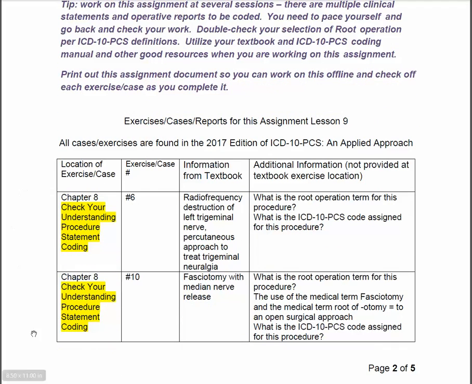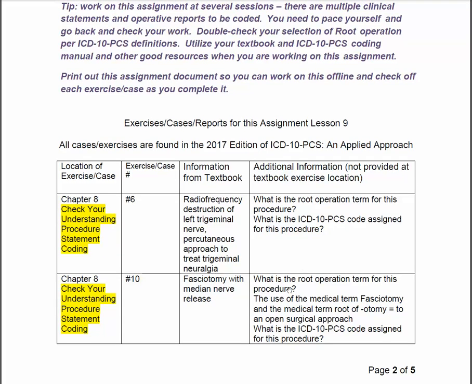So again, this is the assignment for lesson 9, but the first chapter we're looking at is chapter 8. Again, we're looking at procedure coding statements. That happens to be right after the section that has the 3 multiple choice questions. You're looking at the first, number 6. The full documentation in the textbook is also replicated here on the assignment document. It states in your textbook, radiofrequency destruction. What does that word destruction mean? Of left trigeminal nerve, percutaneous approach to treat trigeminal neuralgia.